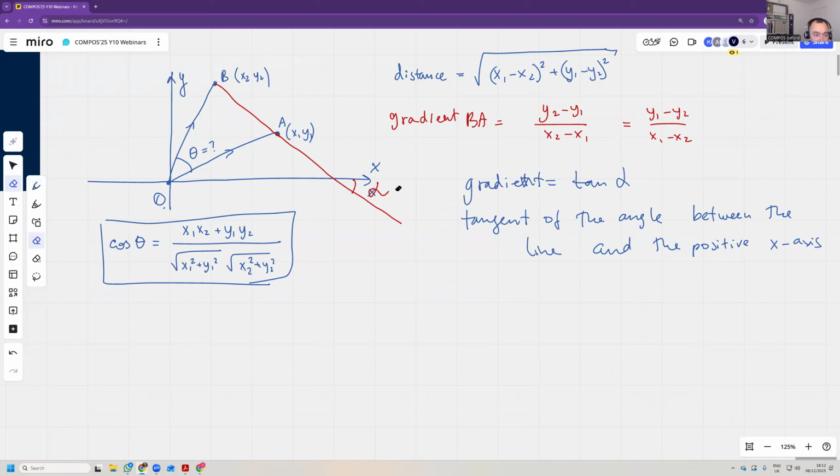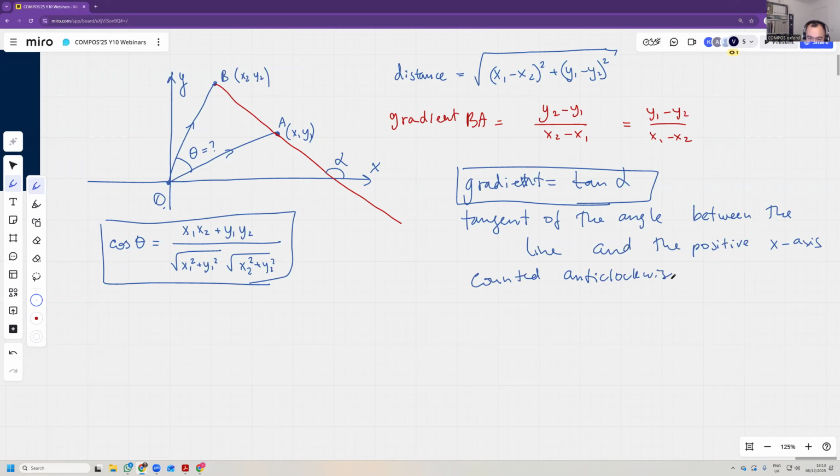So sorry, I confused you. It's not this angle, that doesn't make sense. It's this angle, alpha. Gradient is tan alpha. Yes, that makes sense. So it's the angle between the line and the positive x-axis, always counted counterclockwise from the positive x-axis. Okay, I hope that makes sense.